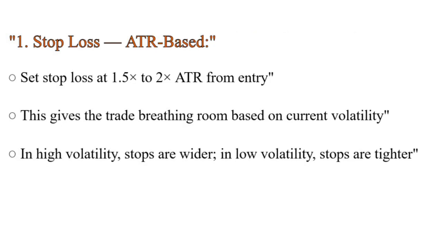Exit rules. Now, exits. This is where most traders struggle. Here's our 3-tier exit system. 1. Stop loss, ATR-based. Set stop loss at 1.5 times to 2 times ATR from entry. This gives the trade breathing room based on current volatility. In high volatility, stops are wider. In low volatility, stops are tighter.